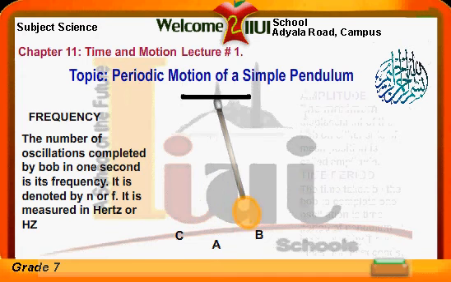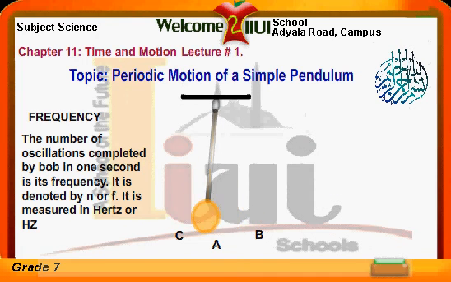Students, now I provide you some additional knowledge, which is the concept of frequency in a simple pendulum. The number of oscillations completed by the bob or pendulum in 1 second is its frequency. It is denoted by N or F, and it is measured in hertz, which is abbreviated as Hz.